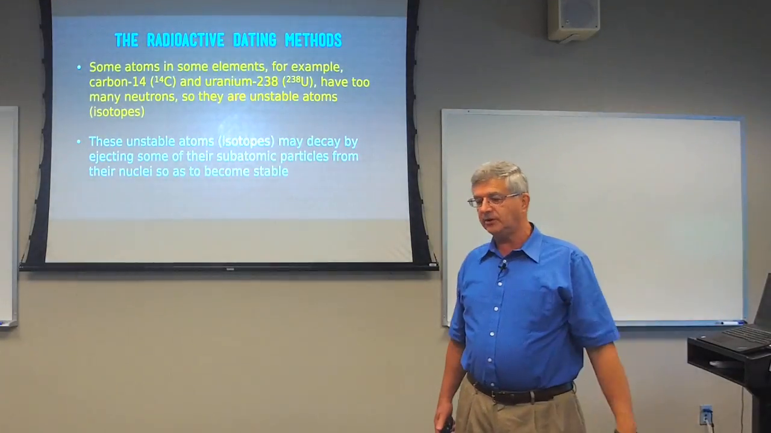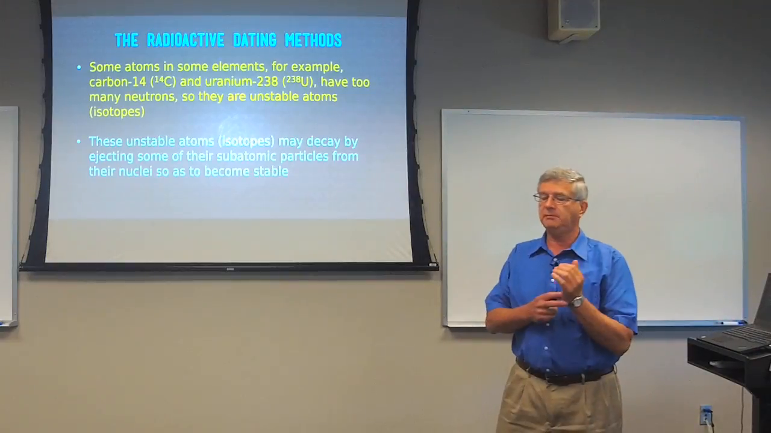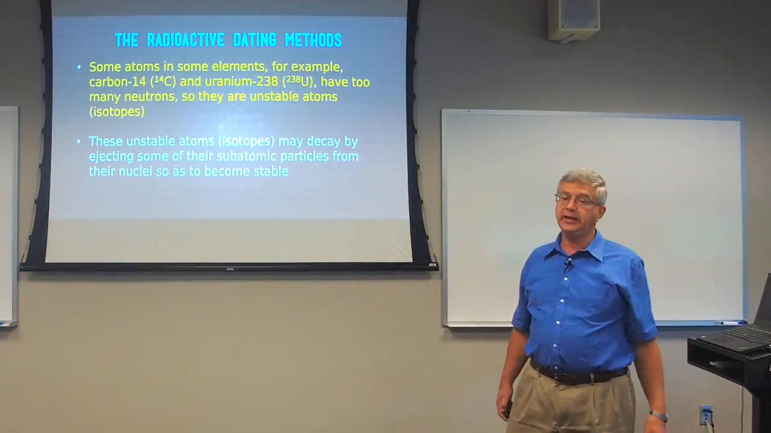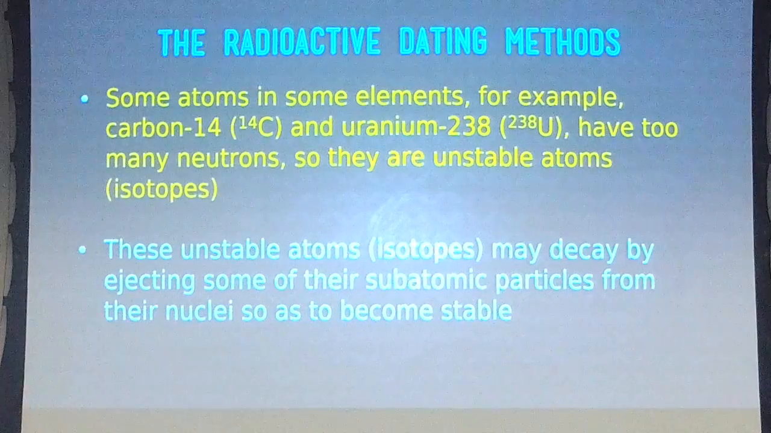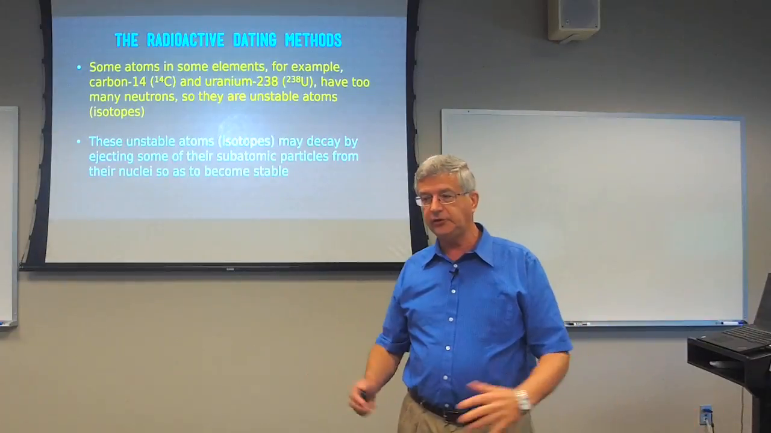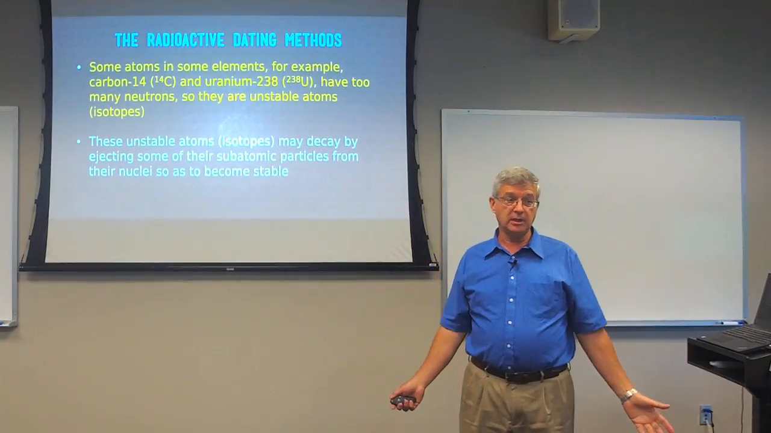So some of these atoms are unstable. I've talked about carbon-14, but one of the main ones is uranium-238, and you can see the chemical symbol there, U for uranium, of course, and 238. It's the radioactive isotope of uranium. And these isotopes, these unstable atoms, decay by ejecting subatomic particles, and they decay in two different ways. There's beta decay, which I've already described to you.